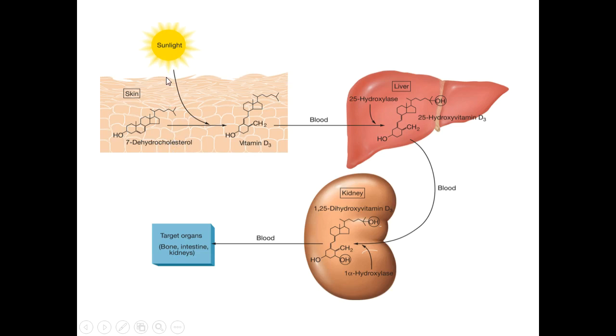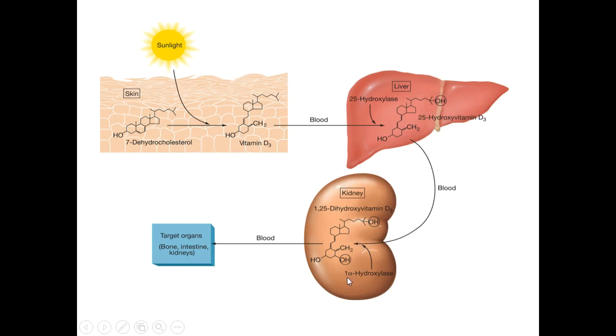Direct exposure of the skin to sun will produce vitamin D that passes through the blood and reaches the liver. In the liver, a hydroxylation process will occur at site 25, and this will form 25-hydroxy cholecalciferol, which is the 25-hydroxy vitamin D. Then this compound will pass through the blood and reach the kidney.